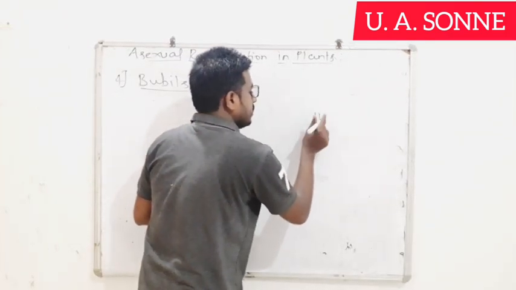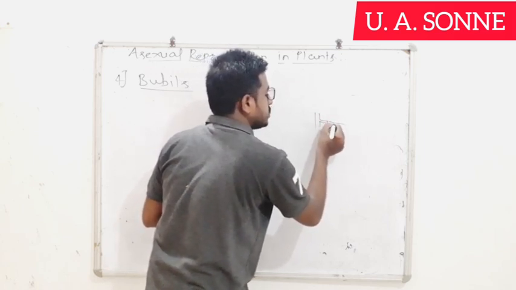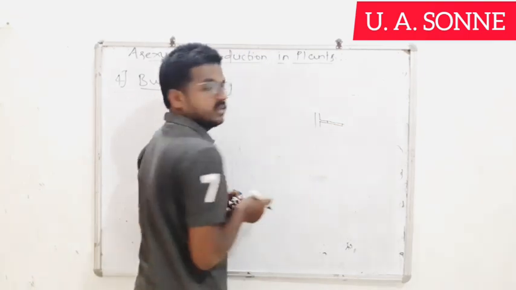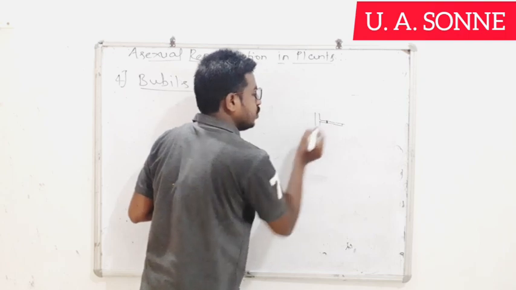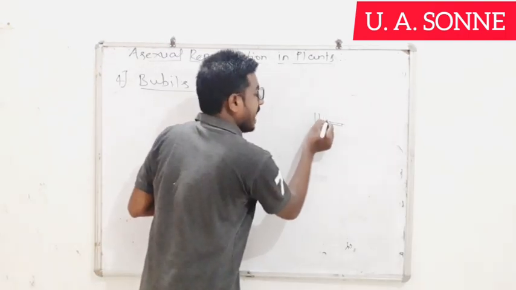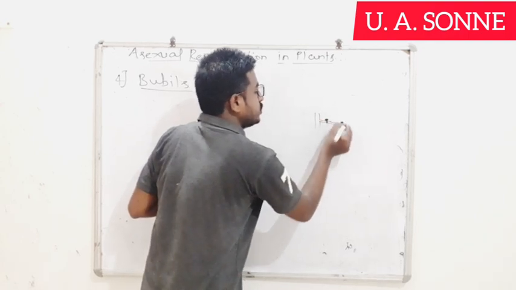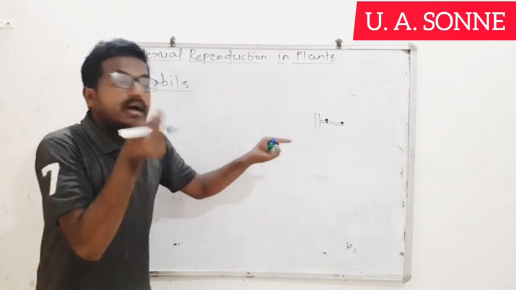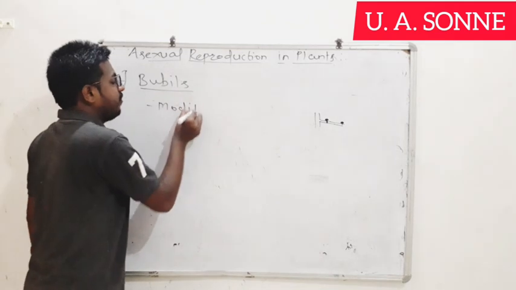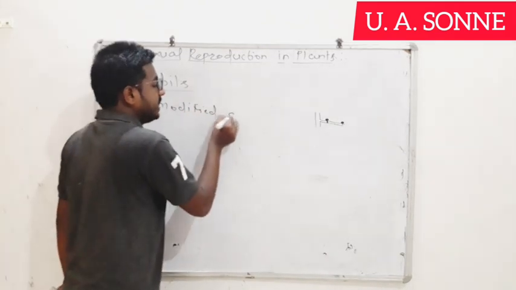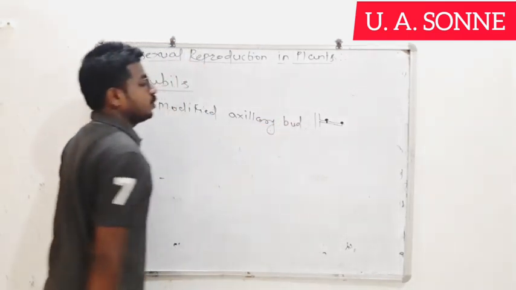This is the stem, and this stem has branches. Over the branches there are also nodes and internodes. And these nodes have axillary buds, and this axillary bud gets swollen due to storage of food, and it looks like a bulb, and that is called a bulbil. So what is a bulbil? A bulbil is a modified axillary bud, modified due to storage of food.